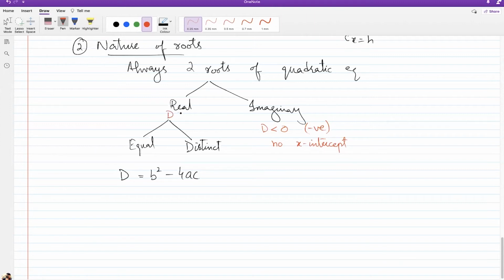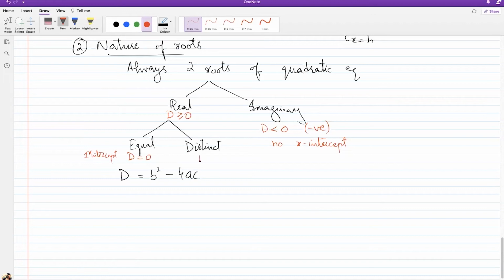And if the determinant is 0 or more, then the roots will be real. Now in that also there are two options. Equal means that the determinant is equal to 0. The determinant is equal to 0, which means one intercept, or one x-intercept.